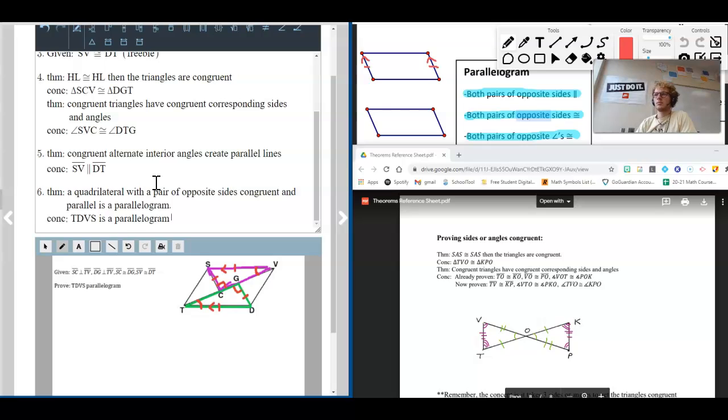And that's it. Okay? So again, just to run through here, we proved the triangles congruent, we got the corresponding sides, and then corresponding angles, and then we said opposite sides are parallel and congruent, therefore we have a parallelogram.